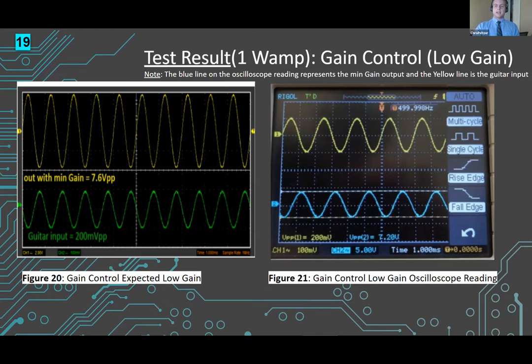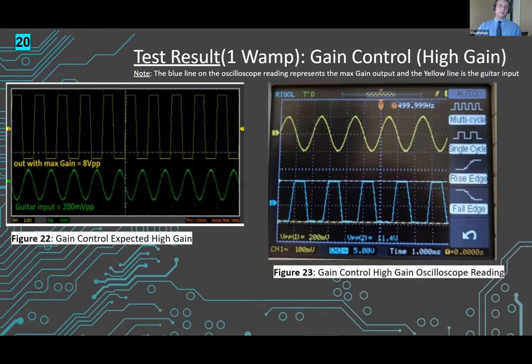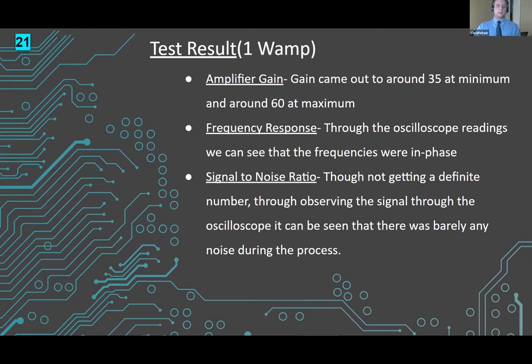But at high gain, where it starts to clip, they only got around 8 peak-to-peak voltage, and we actually got 11.4, which is more than what they got. And from these results, we can see from the amplifier gain that it came out to be around 35 at the minimum and around 60 at max.